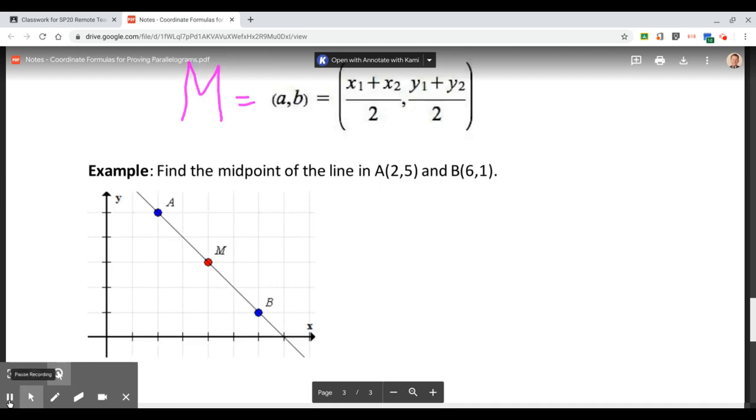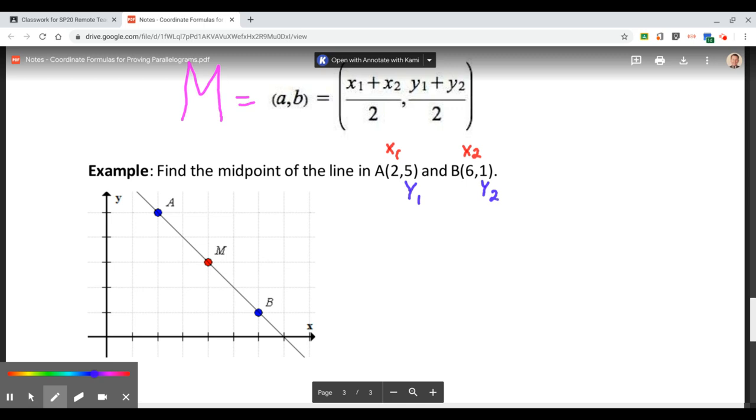So the example says find the midpoint of the line that passes through A and B. The points of A and B are A is 2, 5, and B is 6, 1. So first thing we're going to do is assign x, y values for A and B. For A, I did x1 and y1. So x1 is going to equal 2, and y1 is going to equal 5. And for B, I assigned x2 and y2. So 6 is going to equal x2, and 1 is going to equal y2.